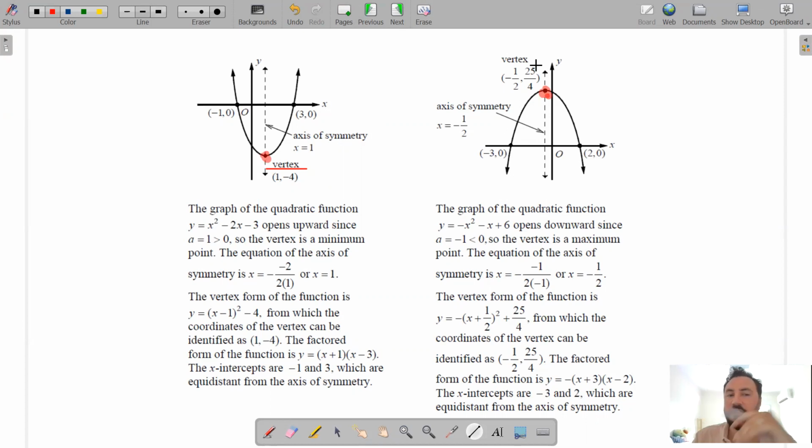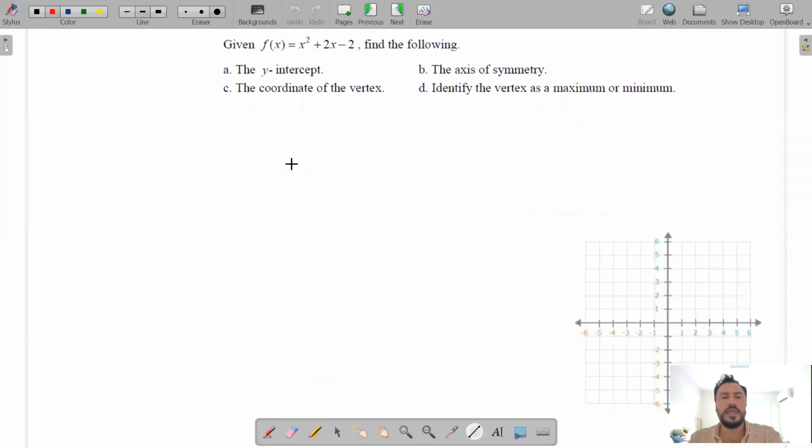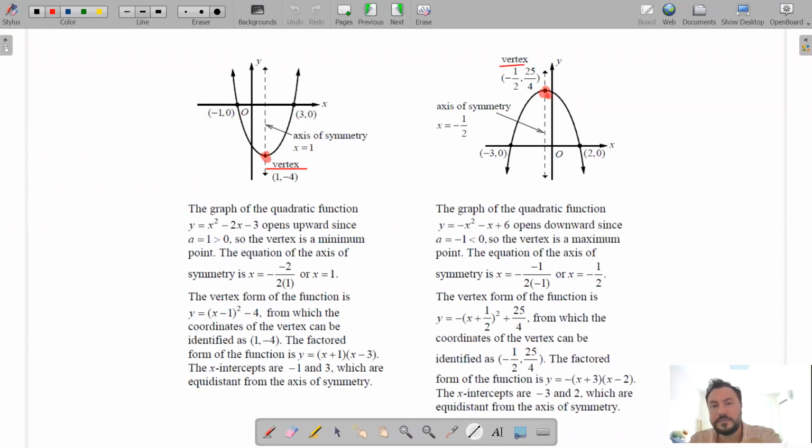How can we determine if a parabola has a minimum vertex or a maximum vertex without drawing? In that case, it will be determined by the value of a, this one right here. If a is greater than 0, meaning it is positive, we will have a minimum point, like in this case. If a has a value of less than 0, meaning negative, we are going to have a maximum point, which is the case in the right drawing.